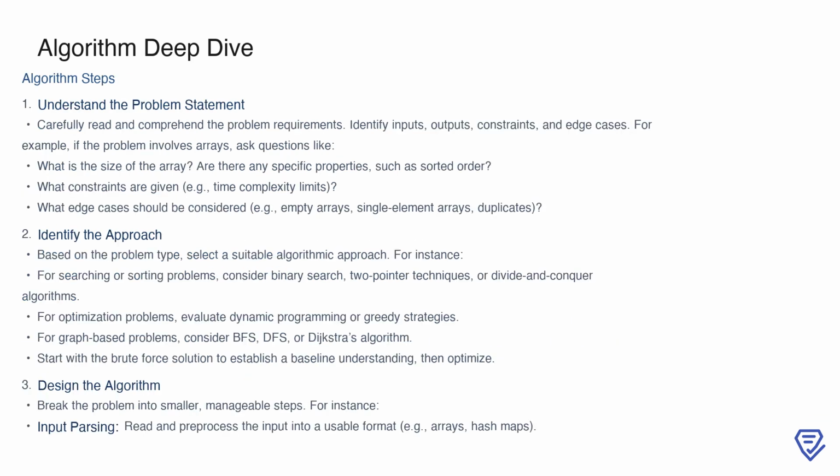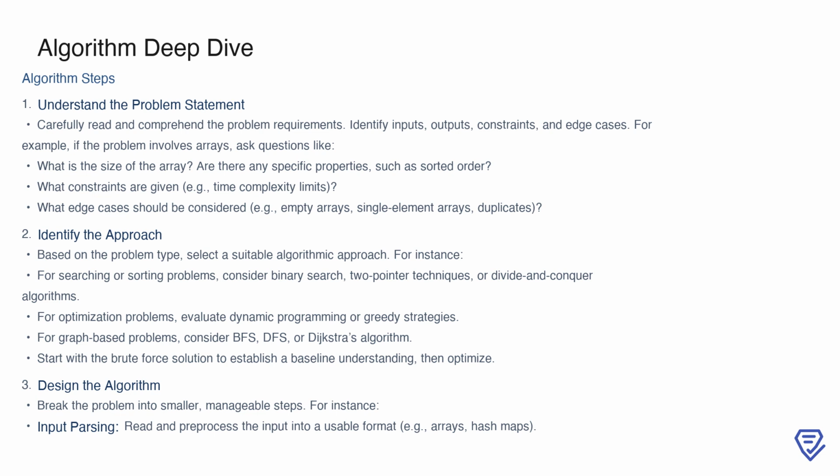To begin solving any algorithmic problem, it's essential to first understand the problem statement thoroughly. This means carefully reading the requirements, identifying the expected inputs, outputs, constraints, and potential edge cases. For instance, if the problem deals with arrays, you should ask questions like, what is the size of the array? Are there any specific properties, such as whether the array is sorted? Similarly, you need to consider constraints like time or space complexity limits, and account for edge cases such as empty arrays, single-element arrays, or arrays with duplicate elements.